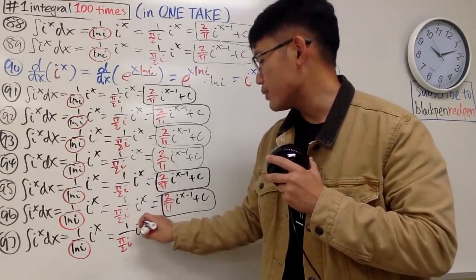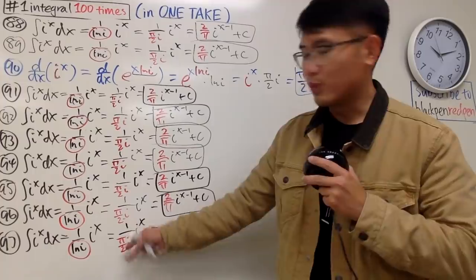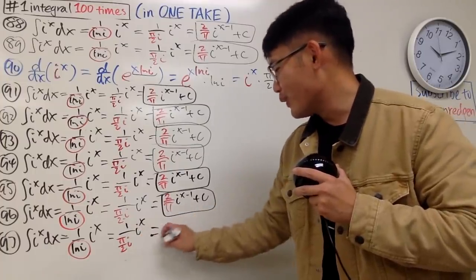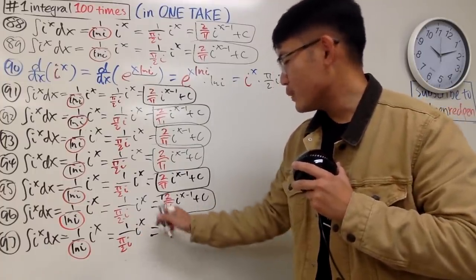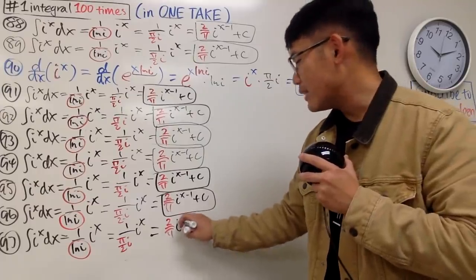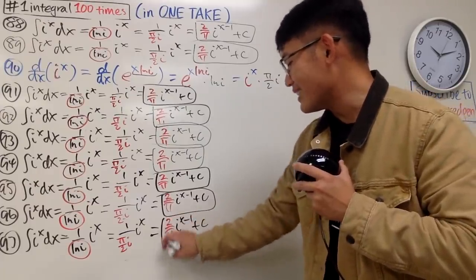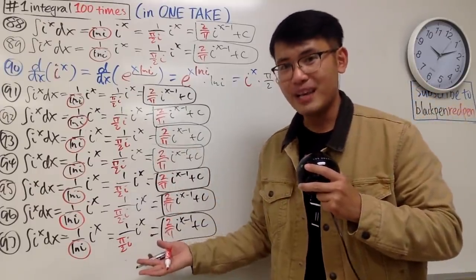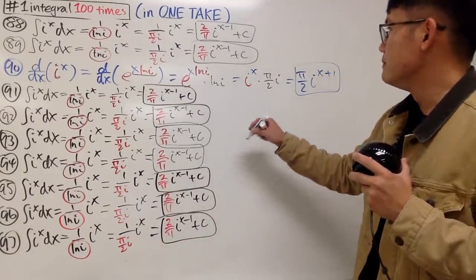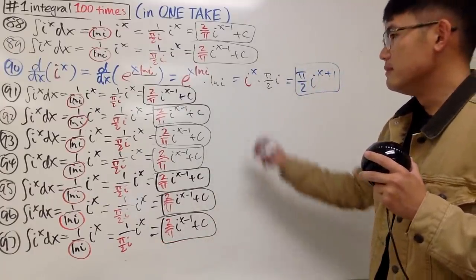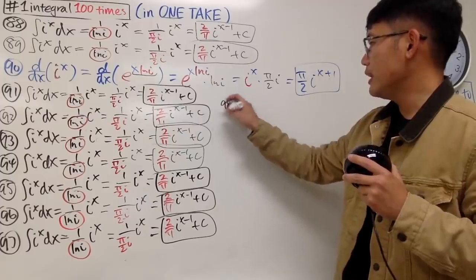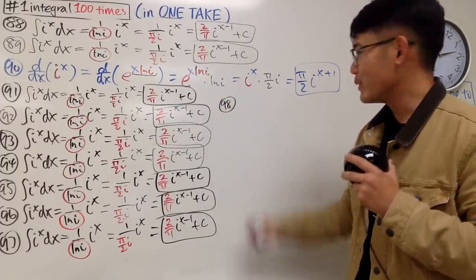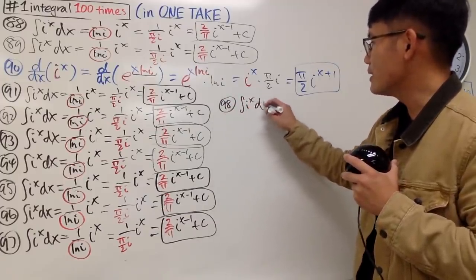like this, and then we have i to the x power. And we can do the reciprocal of this, which is 2 over pi. And then we have to subtract the exponents, which is i to the x minus 1 power, and then we are all done. So it's like that. Very nice, isn't it? Now, I will do the 98 right here. We have to integrate i to the x power dx.